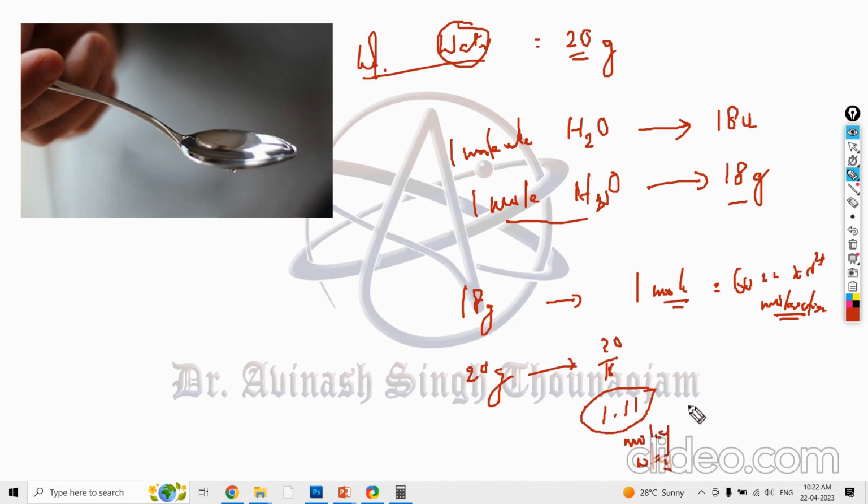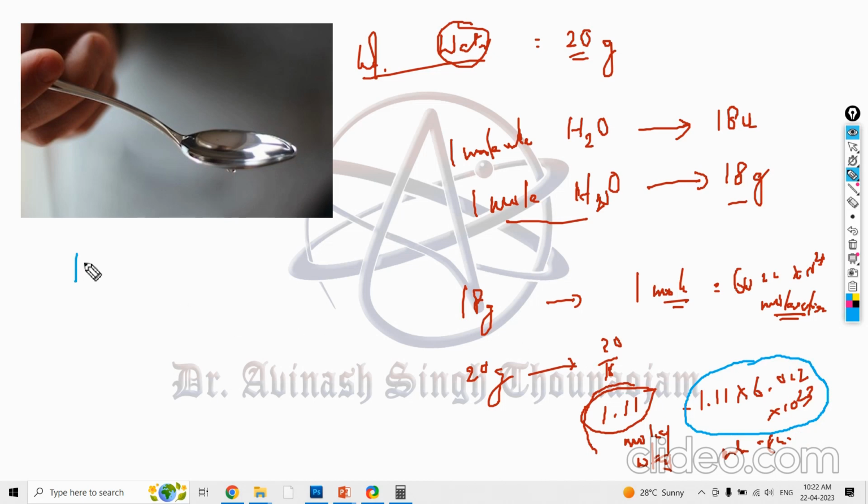Which means 1.11 into 6.022 into 10 raised to 23 molecules of water.